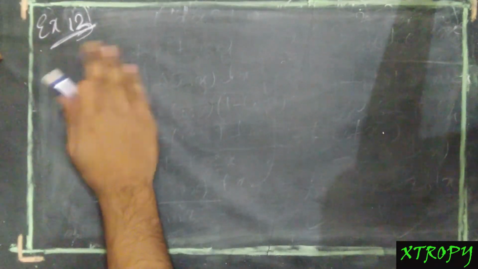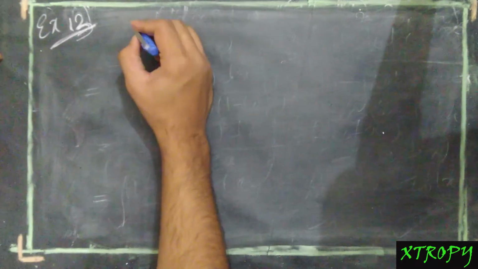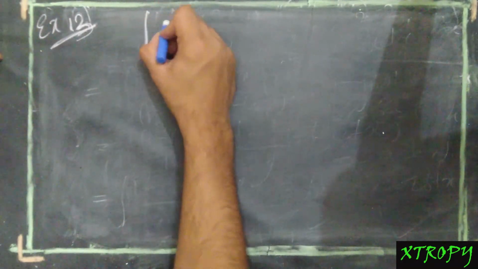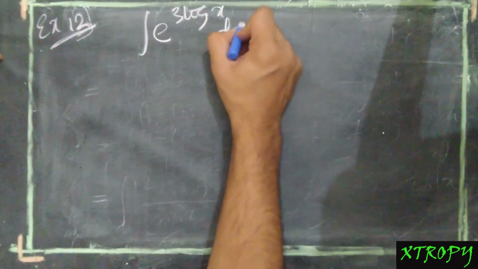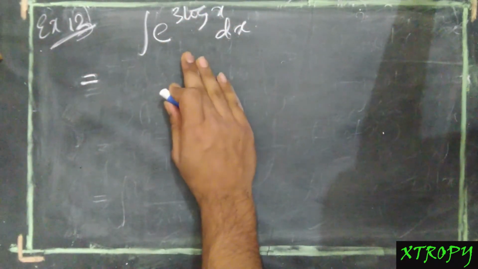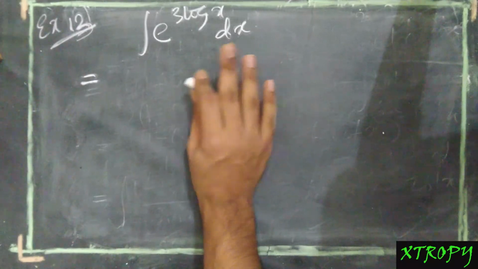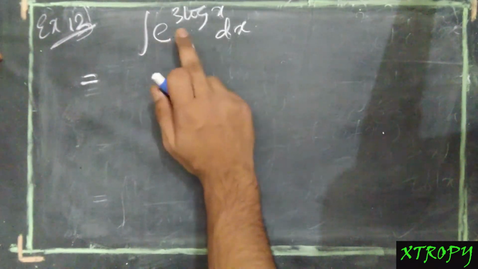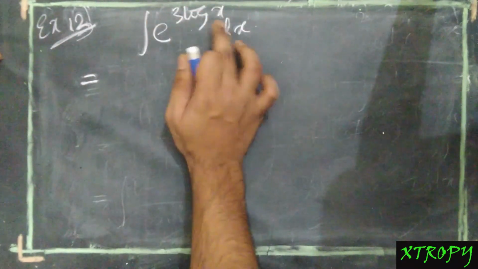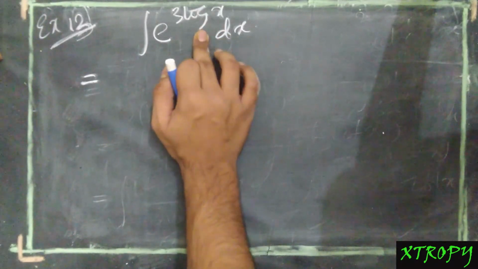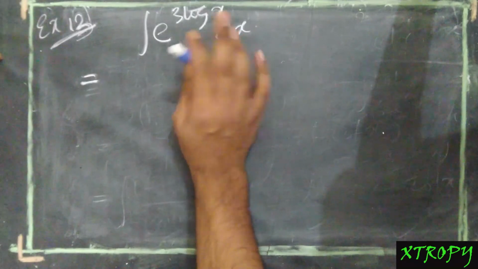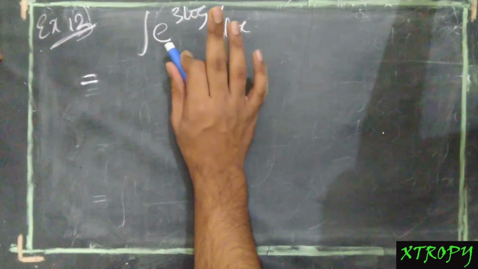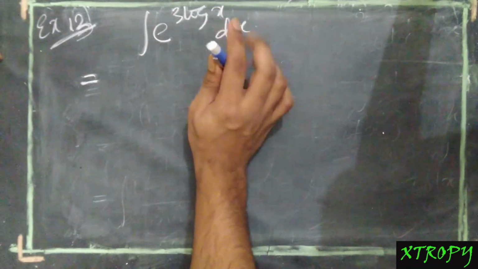Let us solve an interesting question, example number 13. It is told to evaluate e power 3 log x dx. So this is very different from all the types we have covered till now. This has an e power x type thing and also has log x. Therefore, directly we cannot write the integration of e power 3 log x. We have to approach it a little bit differently.